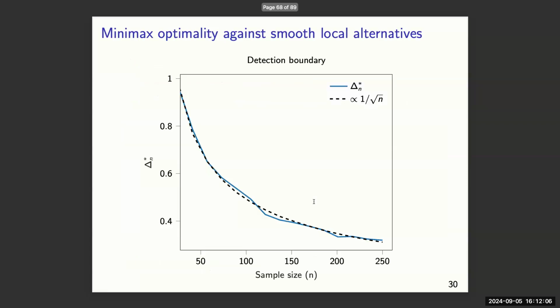Just to go back and verify our intuition, the example that we took was for Gaussian distributions, which are infinitely differentiable. So for them, the smoothness parameter is infinite. If you plug that in, the rate becomes equal to 1 over square root of n. Here's what I have: the blue line is the empirically observed detection boundary, and the dashed line is the best 1 over square root of n fit. It does seem to fit quite well. So this is some verification of the theoretical results.